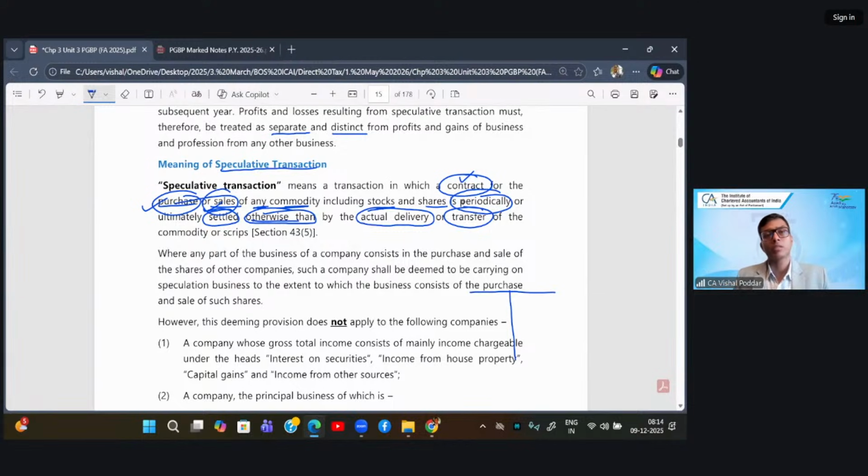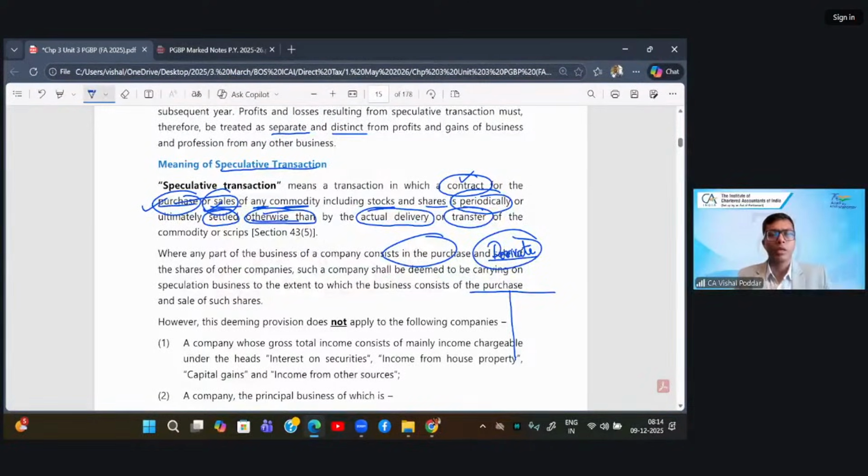But earlier, this was in the speculation category a few years back, and this is the best example. In the stock market, you have a derivative segment. I don't know how many of you know this. There is a normal stock market segment and there is a derivative segment. What do you do in the derivative segment?